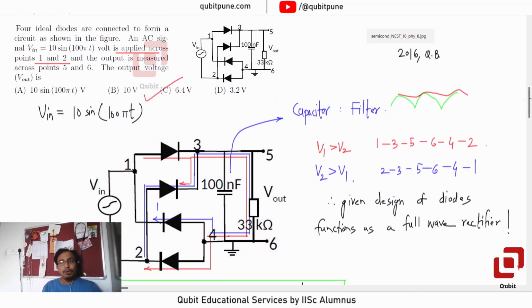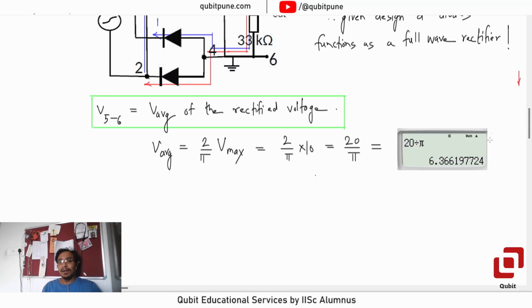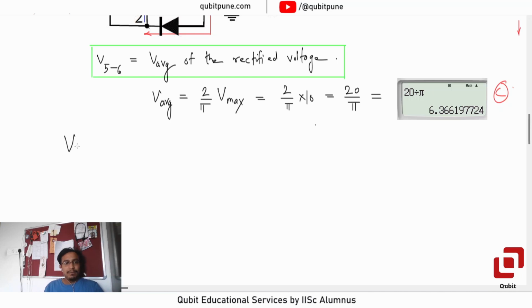But now let me tell you how that 2 by pi comes. Pay attention. Our V is 10 into sine of 100 pi t. What is omega? Omega is 100 pi. What is the time period? It's 2 pi by omega.